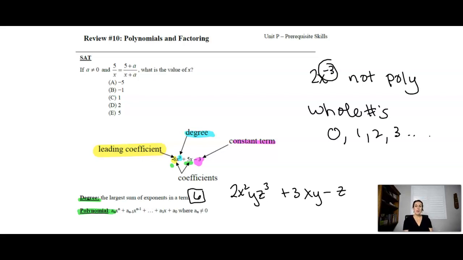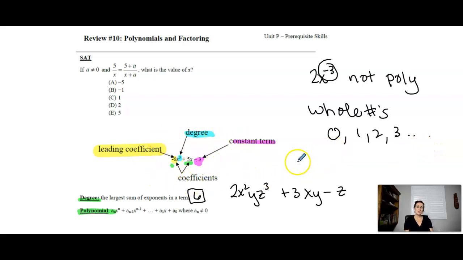Looking at what's a polynomial, just a reminder the variable has to have a whole number exponent. So if you have x to the negative third, it is not a polynomial. Whole numbers start at 0, 1, 2, 3, 4, 5. No fractions, no decimals.